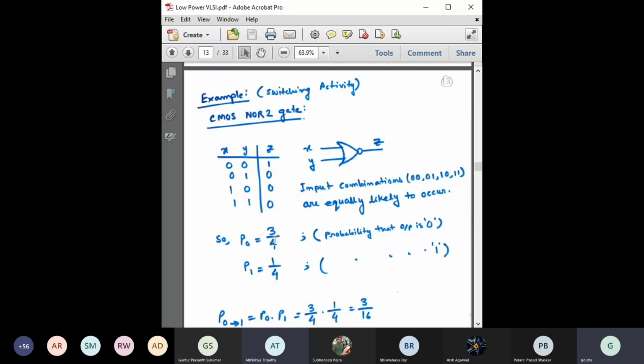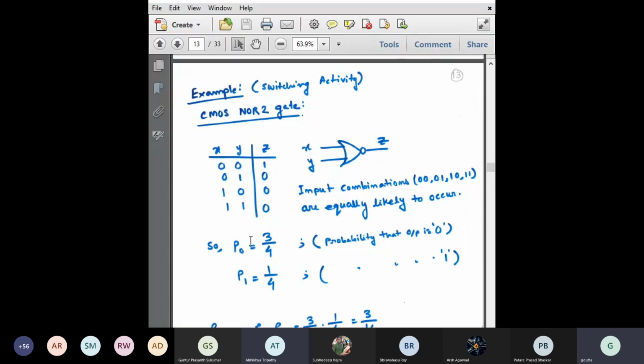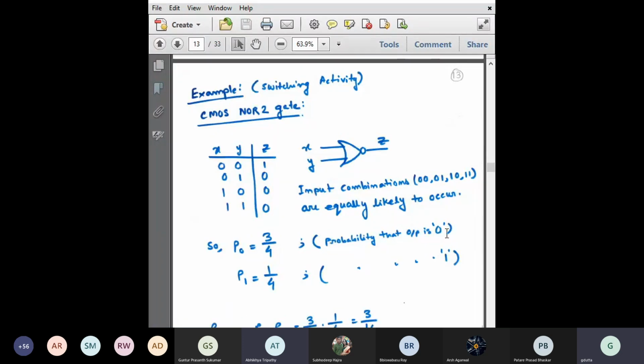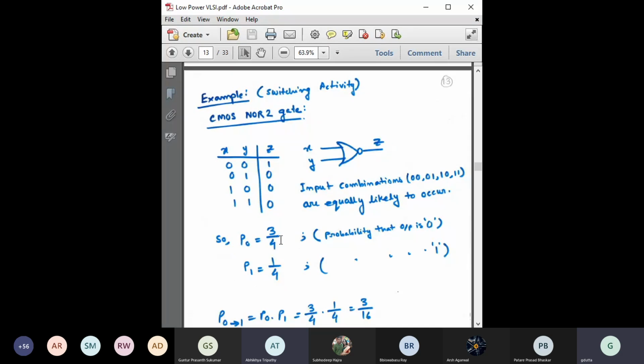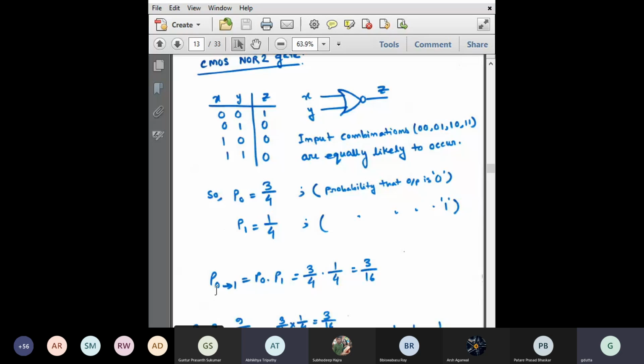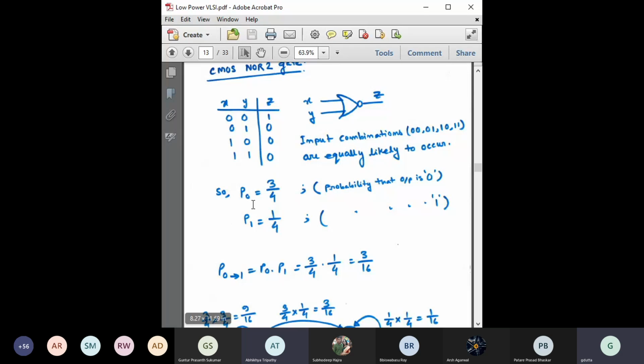So that way we can say that P naught, that is the probability of the output being equal to 0, is 3 by 4, right? You can see from here. The probability of the output being 0 is 3 by 4, and the probability of the output being 1 is 1 by 4. Okay, then what is the transition probability for this output node to make a transition from 0 to 1? That would be what you have to multiply, P0 times P1. If you do that, it is 3 by 16.